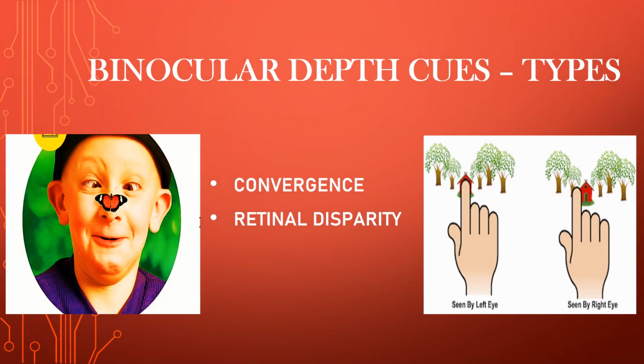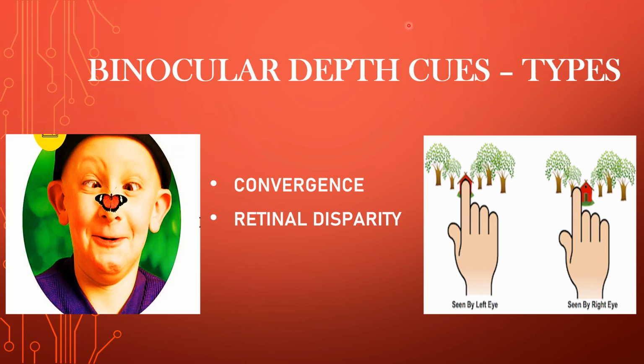Now let's see the binocular depth cue types. First one is convergence. In order to present images of what we see onto our retinas, the two eyes rotate inwards towards each other. When the objects are closer, the more the eyes must rotate. So this is the example of convergence. If the object is very close to us, then what happens? You can see here both the eyes converge to see this butterfly. Both the eyes converge.